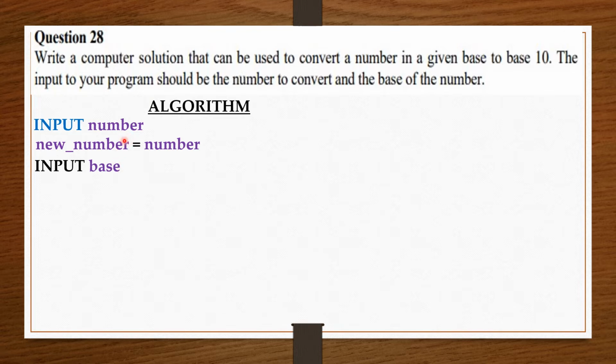Now we create an empty variable called sum, which is going to store the sum of our computations. It will be clearer as we move along. Then I say I equals 0.